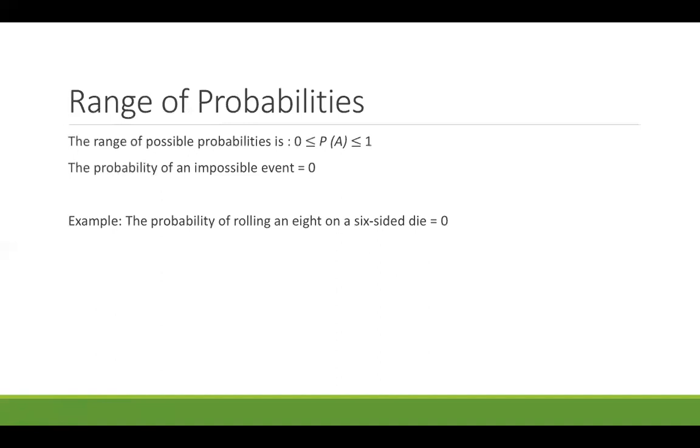So if you get a probability of 0, that means that there is no chance that an event can happen. An example of a probability of 0 is the probability of rolling an 8 on a 6-sided die. There are only 6 sides to the die, you cannot roll an 8, so that probability would be 0.